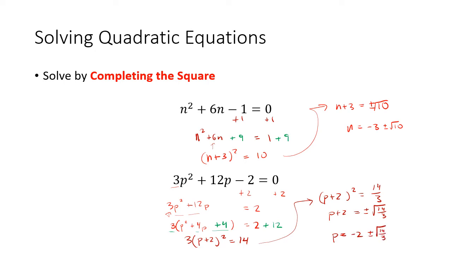And you can rationalize the square root of 14 thirds by making it, what would that be? Square root of 42 over 3. But you don't need to do that extra step there. That's done at this point.